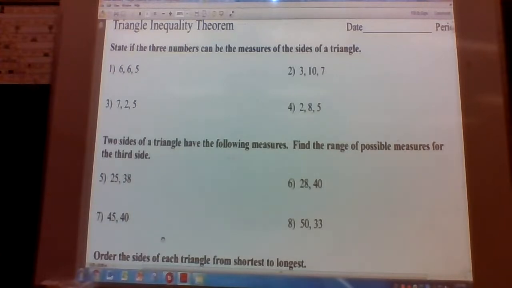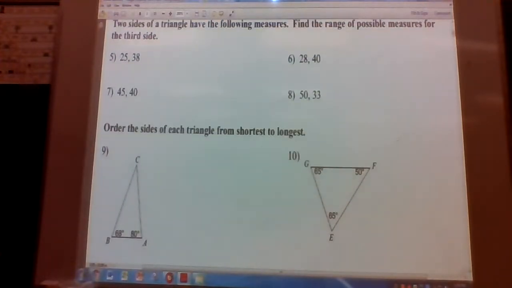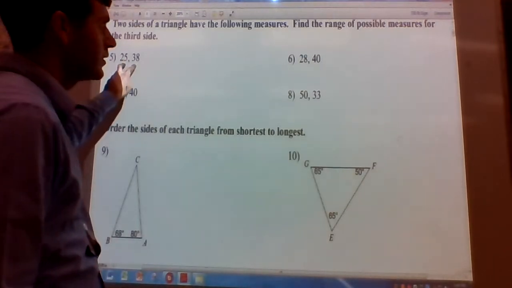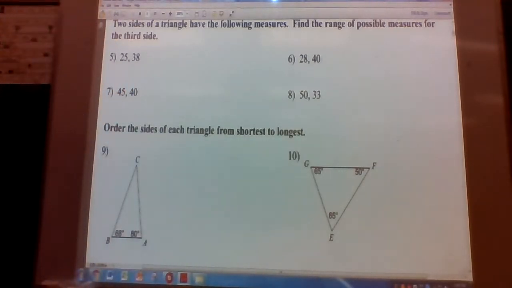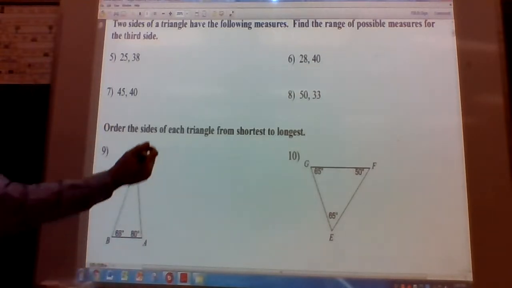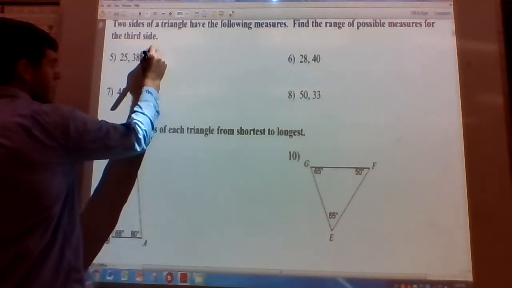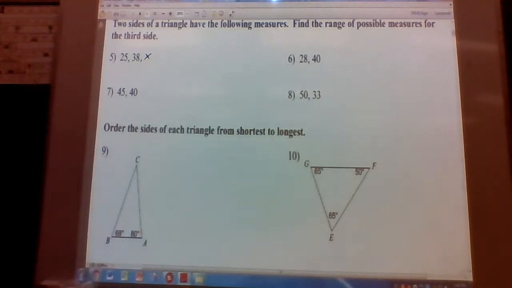We go down to the next ones. So here are two, they're giving us two sides and they want us to find the possible range of measurements for the third side, the possible range of lengths for the third side of our triangle. So I'm just going to call the third side of our triangle x.